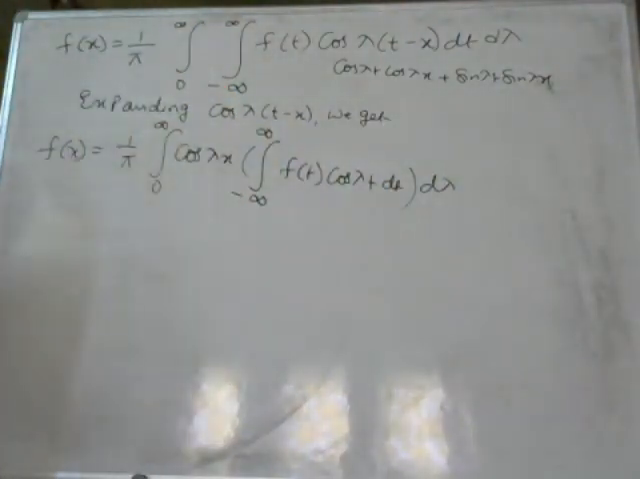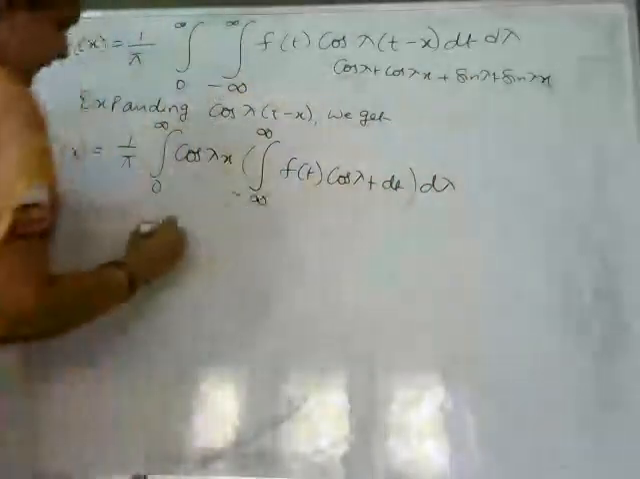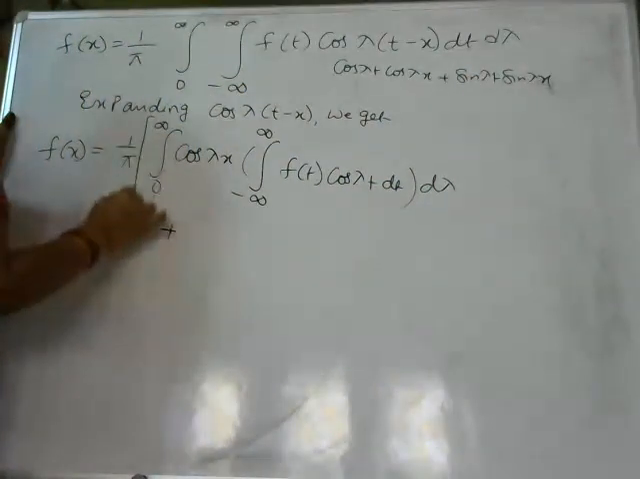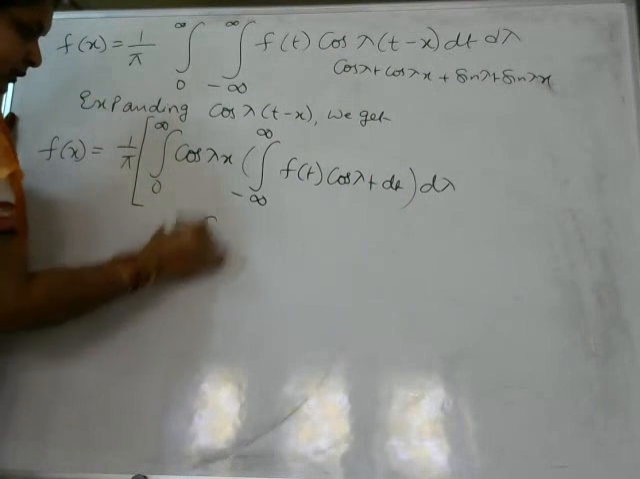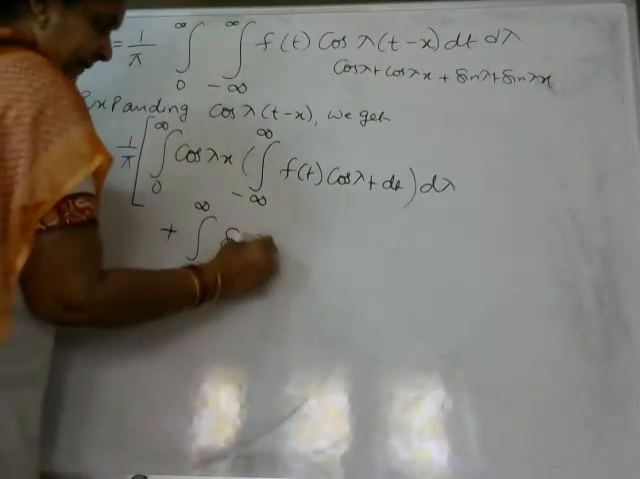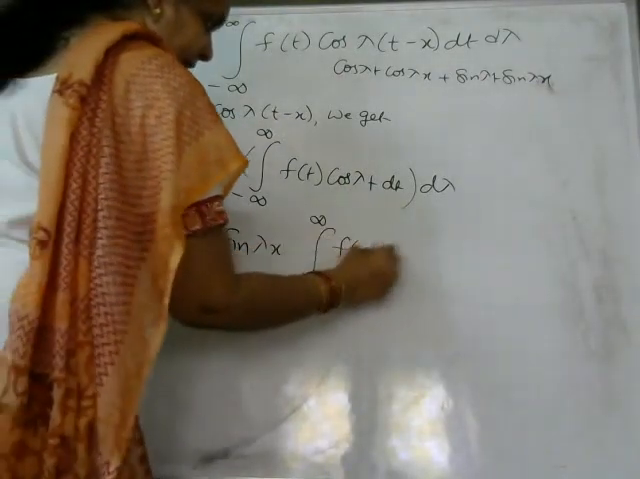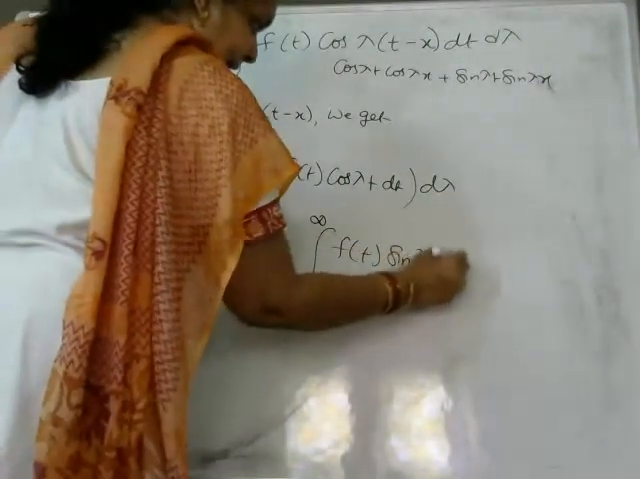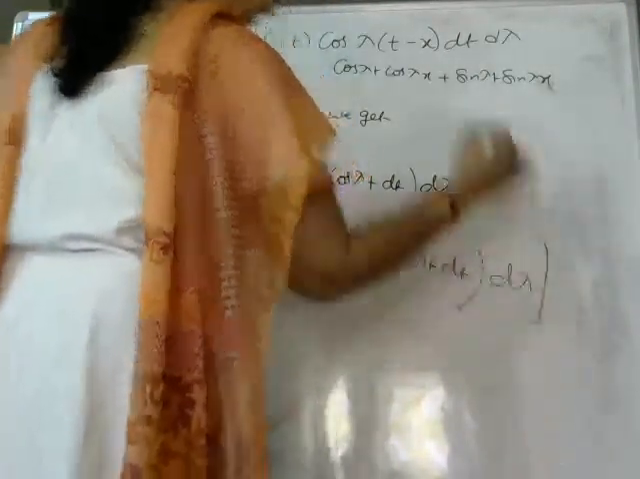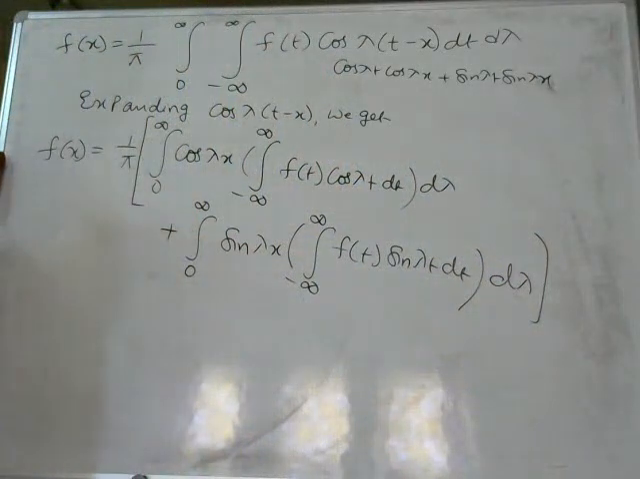See how we have written this function. We have expanded it and written the first term. What is the second term? In the same way we have sin also. So plus, 1 by pi is common for all the terms, integral 0 to infinity sin lambda x, integral minus infinity to infinity f of t sin lambda t dt d lambda. So after expanding in the form of cos A cos B plus sin A sin B, we got it as two functions over here.